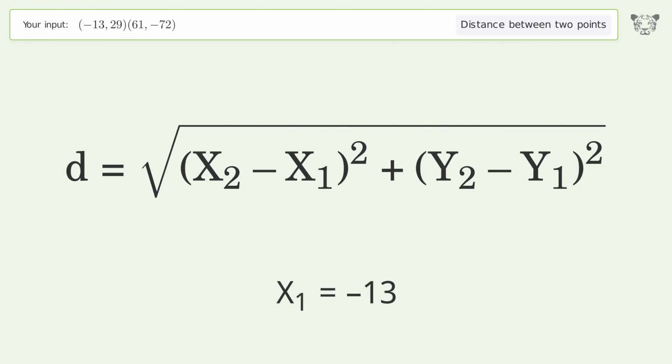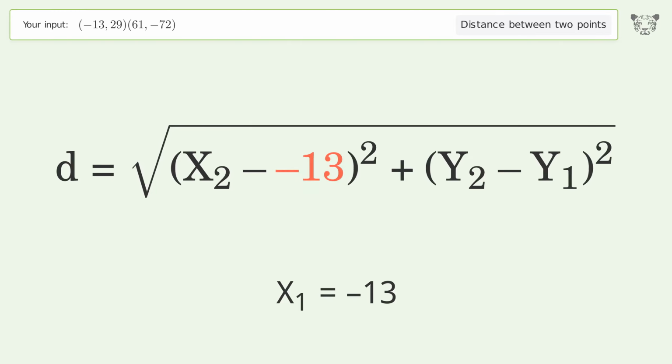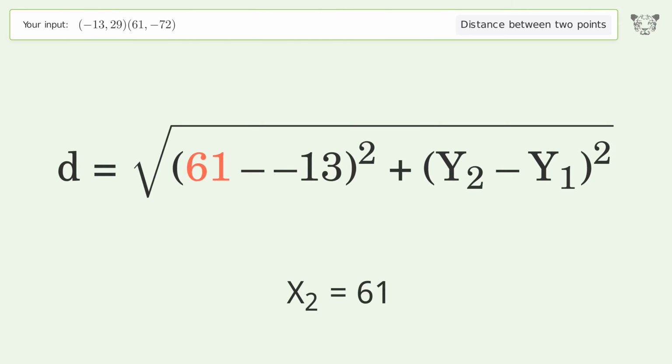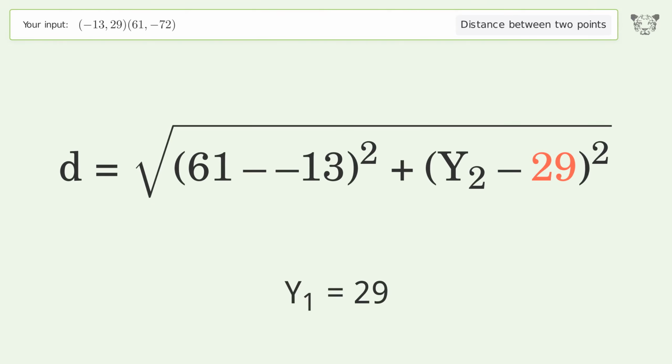x1 equals -13. x2 equals 61. y1 equals 29. y2 equals -72.